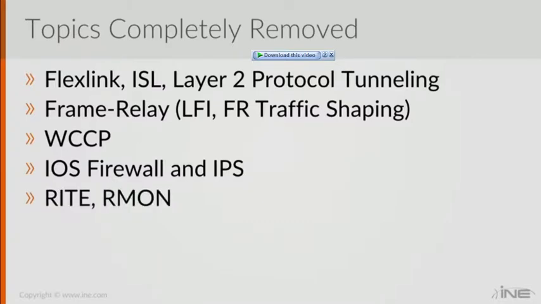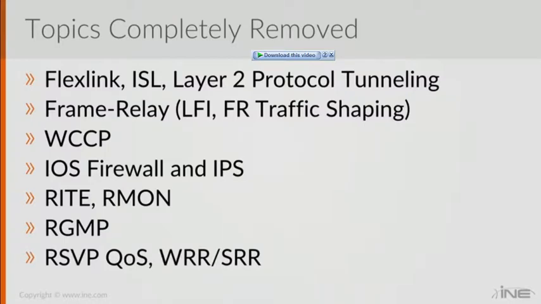We don't really need to do this anymore because we have embedded packet capture. RGMP is legacy for multicast. Most people didn't even know that was in the scope to begin with. And then also some other variations of Layer 2 QoS, like weighted round robin and shaped round robin. Since the hardware doesn't support this anymore, there's no reason to test it in the exam.